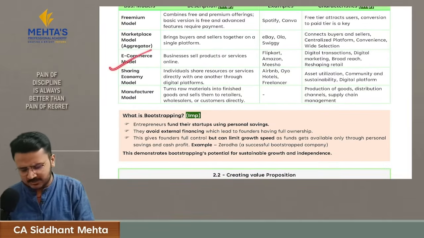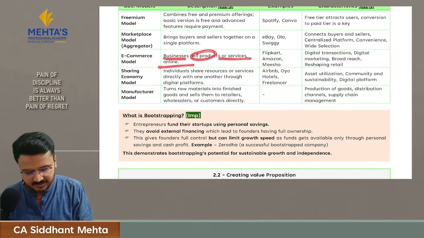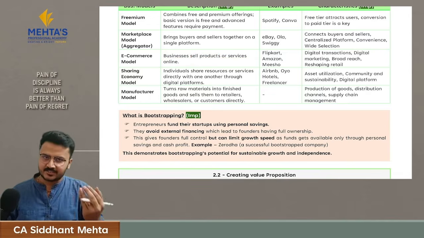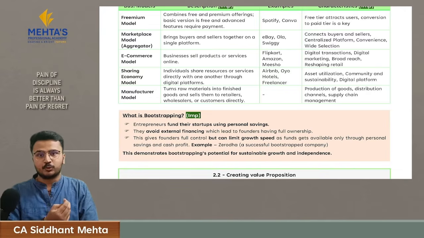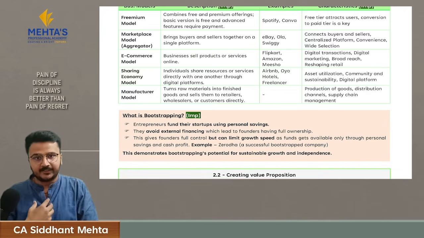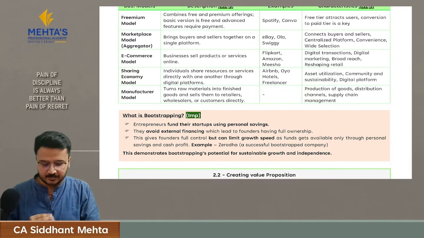Then there is the e-commerce model, where you do your entire business online. The business sells products or services online. Here the transaction is digital, the payment is also digital, and marketing is also digital, because you are attracting broad customers, and broad customers can be attracted through digital advertisement.